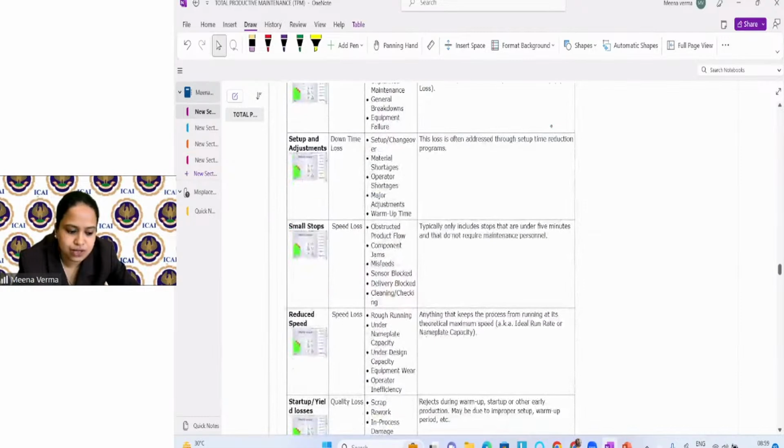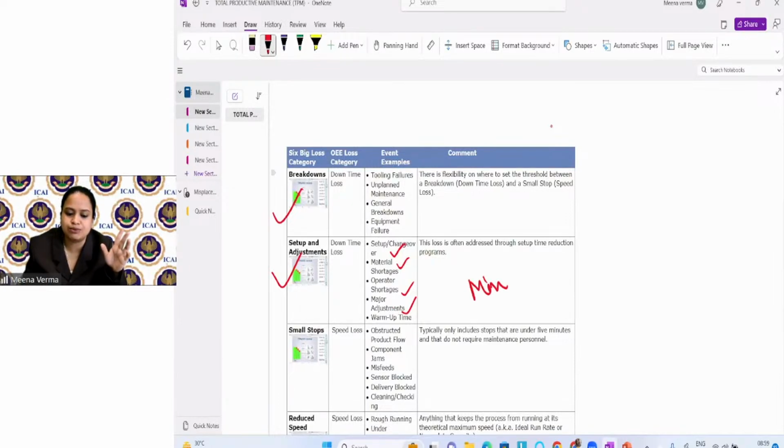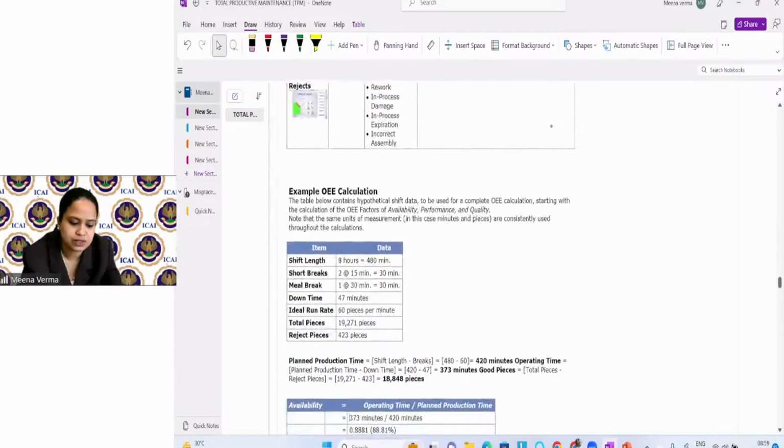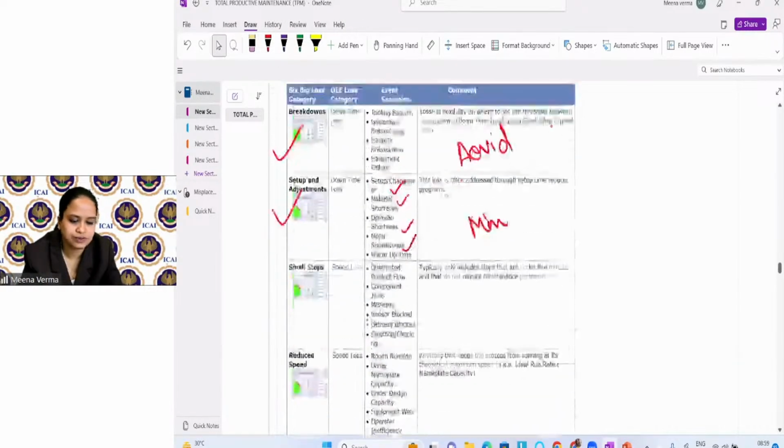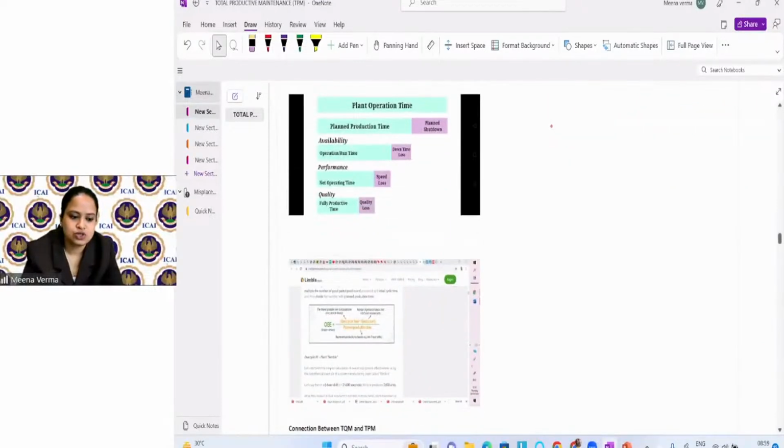Okay, let me show you something. So first we have learned about downtime. First is setup time. Your organization will always have some setup time. Breakdown means the breakdown of the machine. You can minimize it, but we want to avoid it completely. Okay, what else? So this is something I want to explain to you.